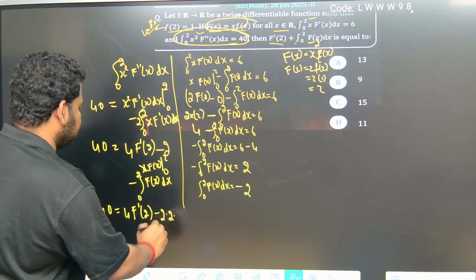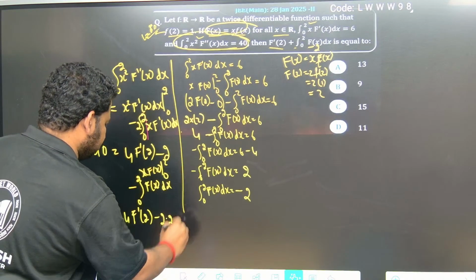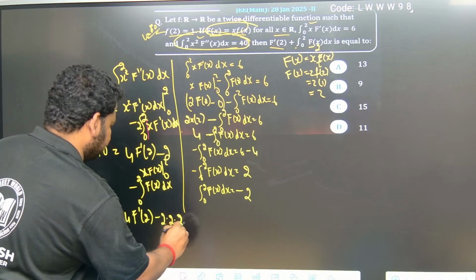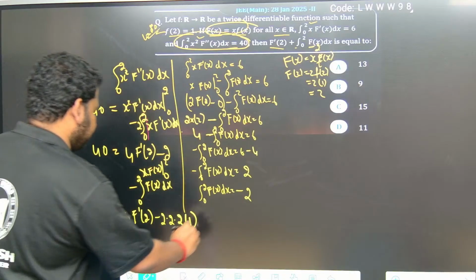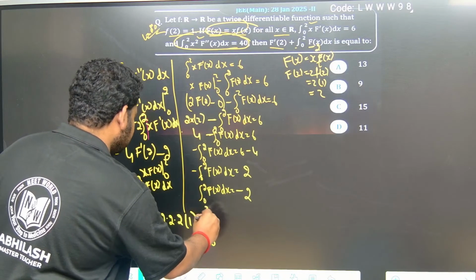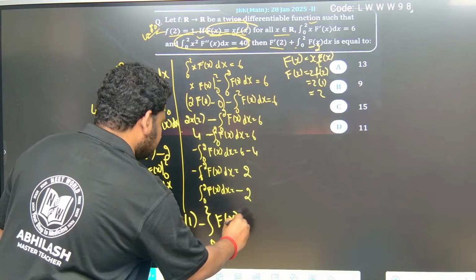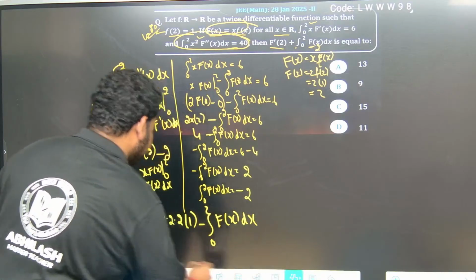That is nothing but equal to 2 into f of small 2, that is nothing but equal to, I will get it as 1 minus the integral from 0 to 2 of f of x dx. This is what I have, I am continuing from here.